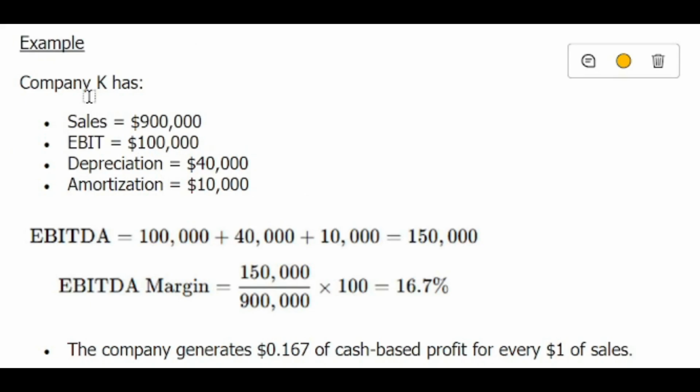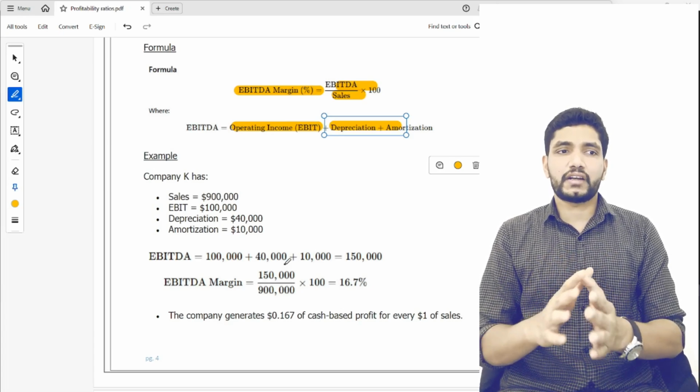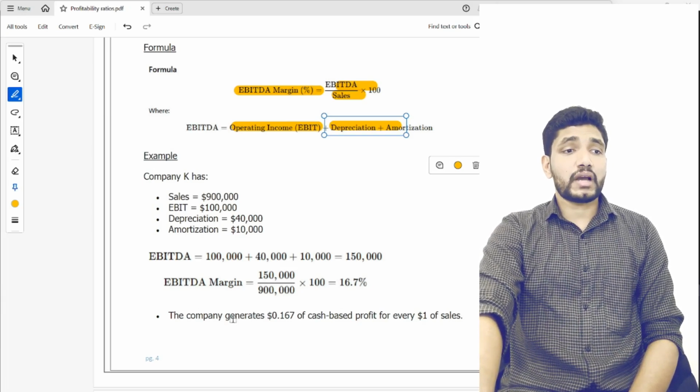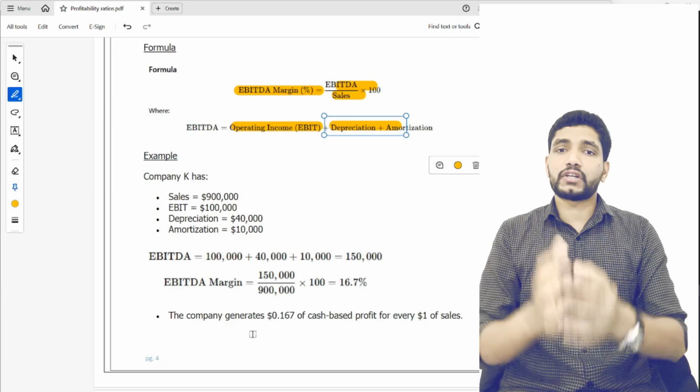Let's discuss through an example. In this case, the sales is 900,000, EBIT is 100,000, depreciation 40,000 and amortization 10,000. So the EBITDA is 100,000, that is the operating income, plus the depreciation and amortization, that is 150,000. So the EBITDA margin in this case is 150,000 divided by 900,000 times 100, that is 16.7%. Which means this company generates $0.167 of cash-based profit for every $1 of sales.